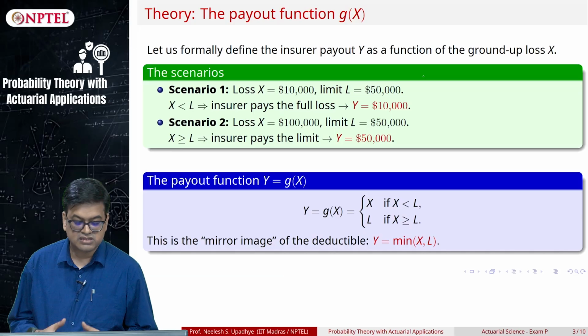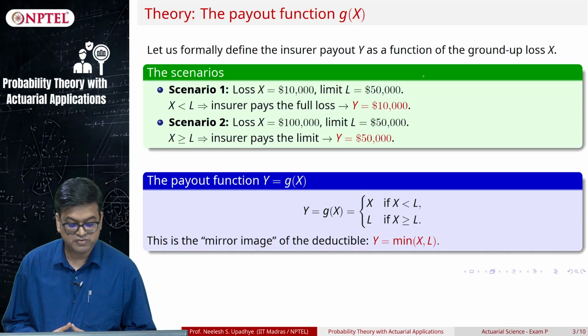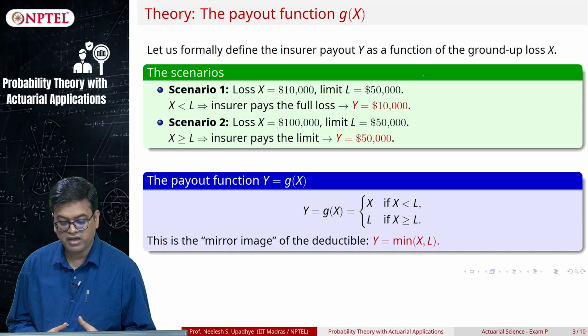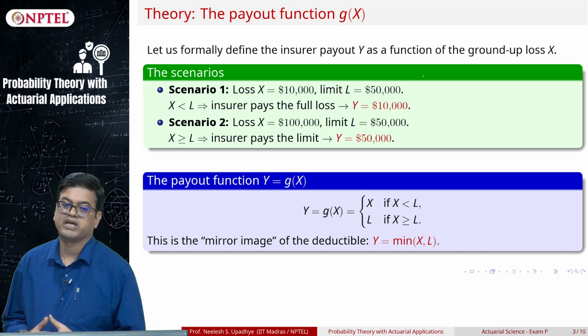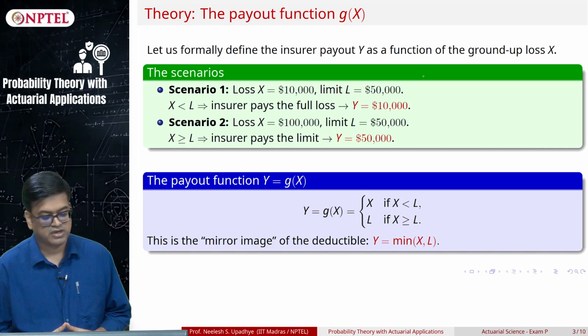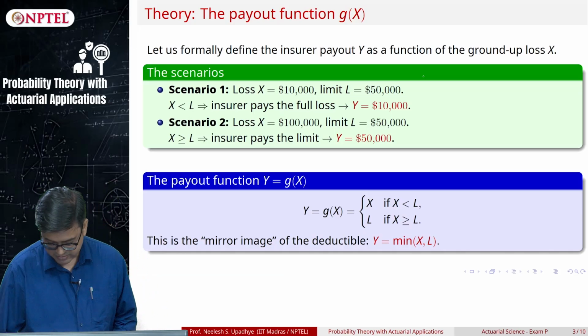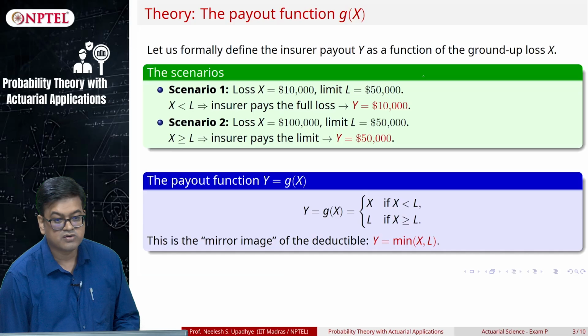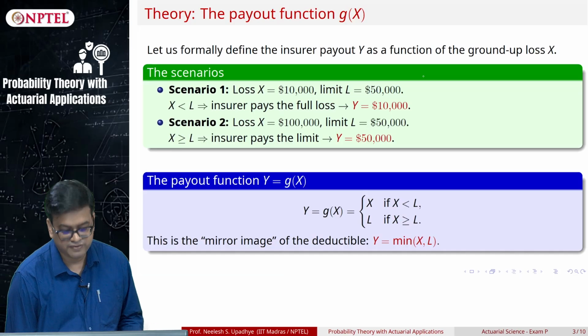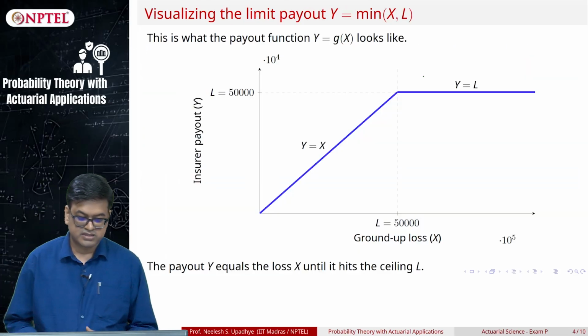So, this is actually a mirror image of the deductible, which is y equal to minimum of x comma L. So, you can write this function in a compact form as minimum of x comma L. Okay. So, how does this look in the graph? You can see this.